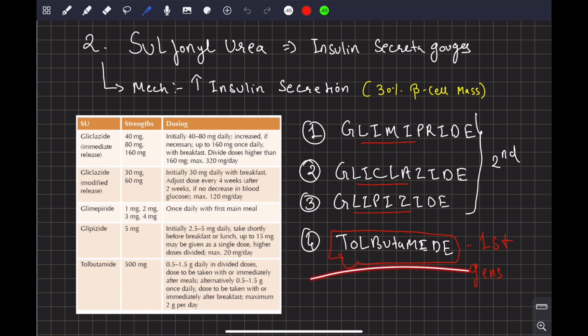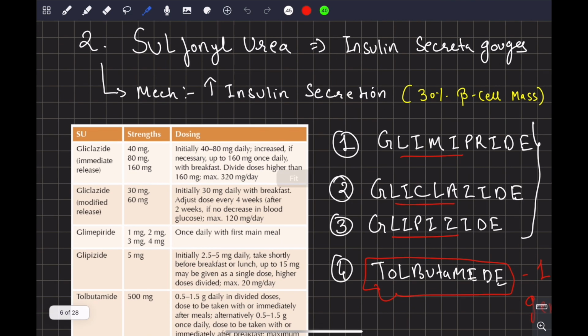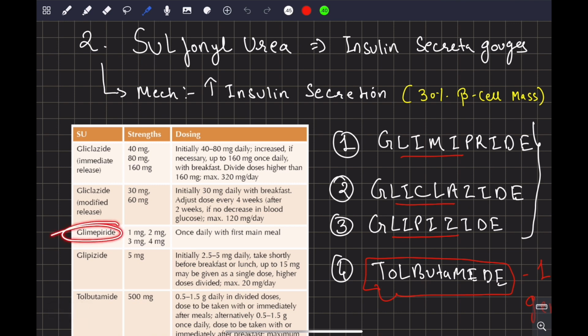So the first generation is tolbutamide, which is not recently used because we have more potent second generation drugs, right, which act for a long time. There is one drug which is very potent and acts for a long time, glimepiride, which is usually prescribed alone as monotherapy, or in combination with metformin, right? So glimepiride is very important, and it is available in 1 mg, 2 mg, 3 mg, and 4 mg, and can be given once daily with the first meal. Because glimepiride acts longer, it will control high average blood sugar levels, right?